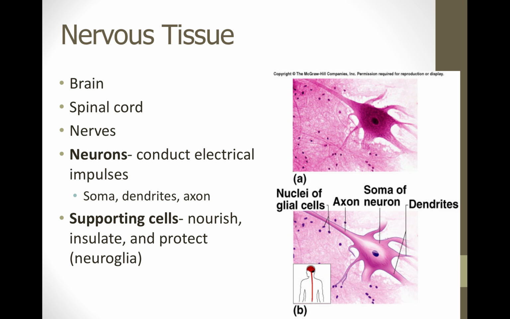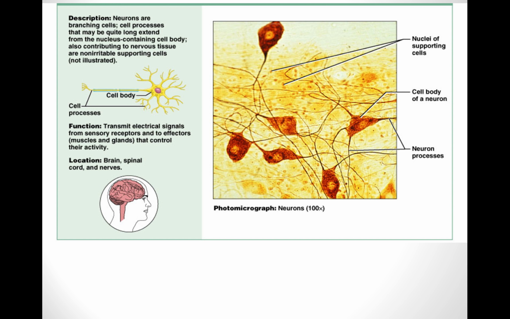Here's another picture that describes the same concept. You have your neuron right here, the cell body. You have long extensions, which are typically dendrites, and then one long extension coming from the back, which is your axon. So that's about it for your lecture on the connective tissue.